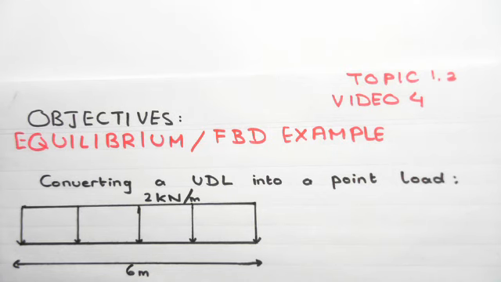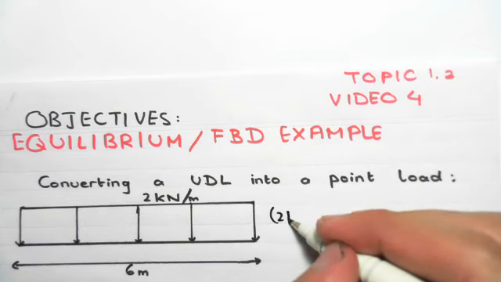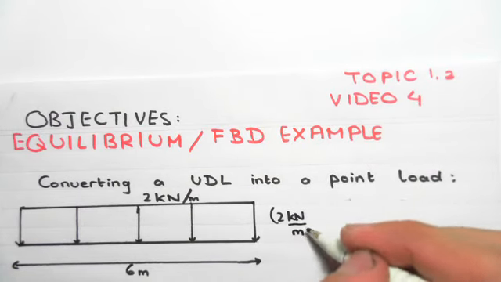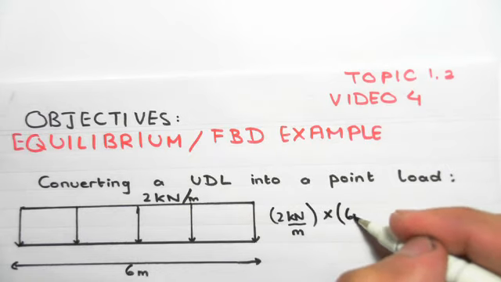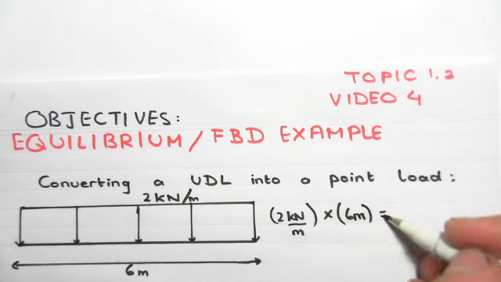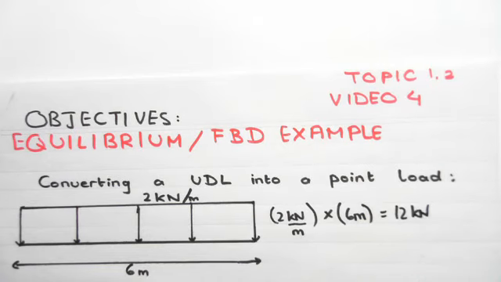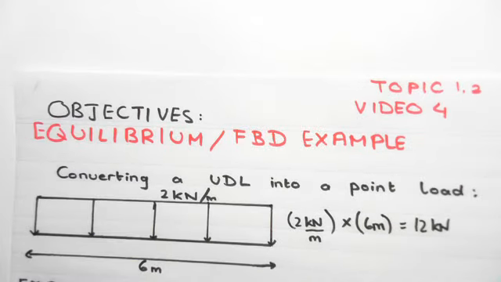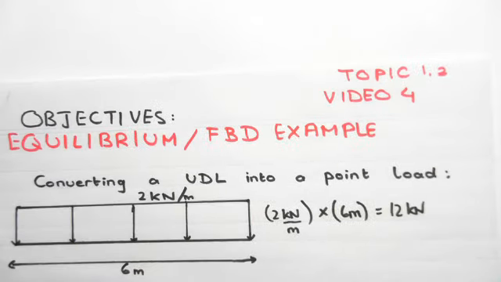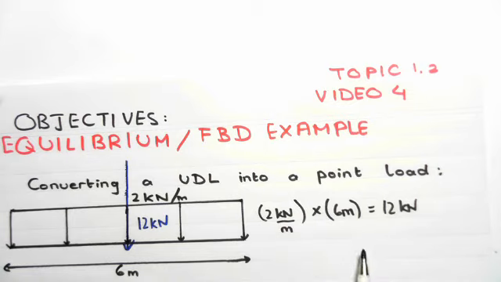We just multiply the force, the UDL, by its length. So we have 2 kilonewtons per meter times 6 meters. This gives 12 kilonewtons. That is the concentrated point load, and the concentrated point load looks something like this. Obviously it's going to be in the middle of the UDL, and this becomes the 12 kilonewtons. Nice and simple, so we just multiply the uniformly distributed load by its length.